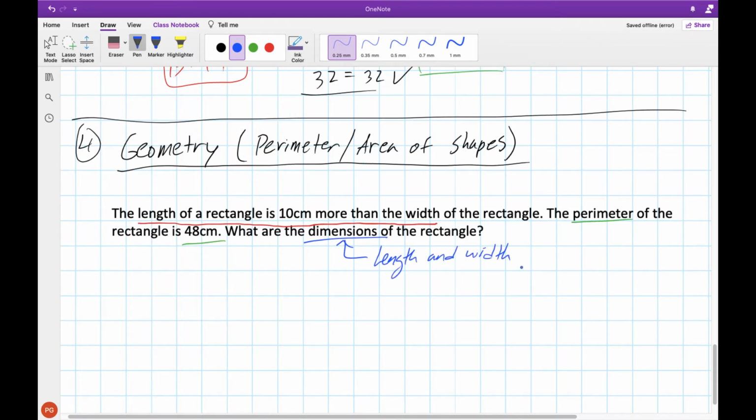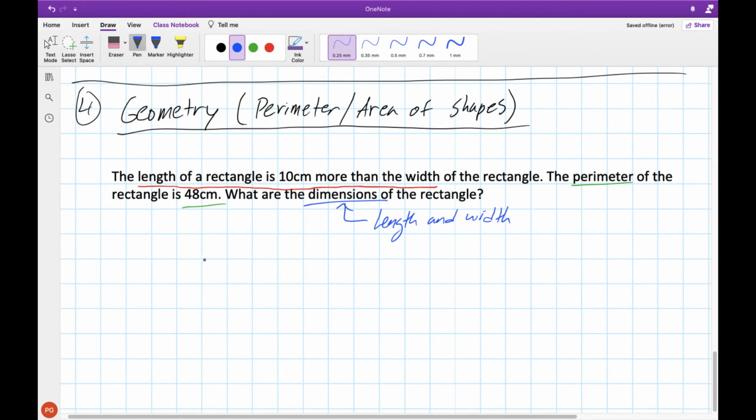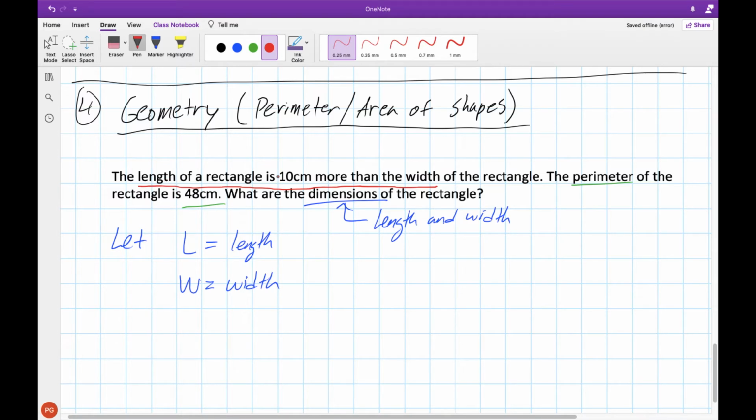So we're going to be solving for two things, the length and the width, which tells us that we should probably start with a let statement where L is going to be our length and W is going to be our width. Now we're told that the length is 10 centimeters more than the width, so that means our length is equal to the width plus 10 centimeters.